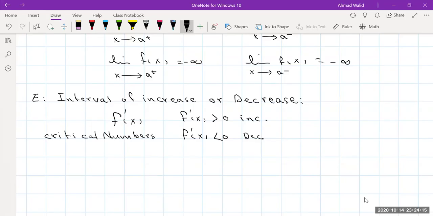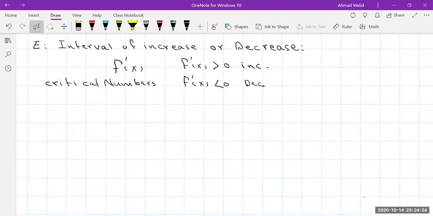And after that, in that interval, check the f prime of x. Part F. These are all the steps. And at the end, you can graph a function.